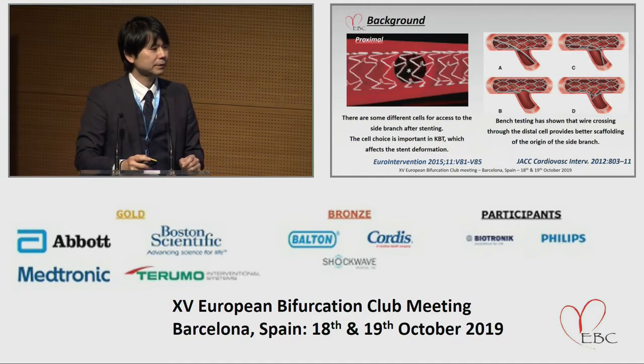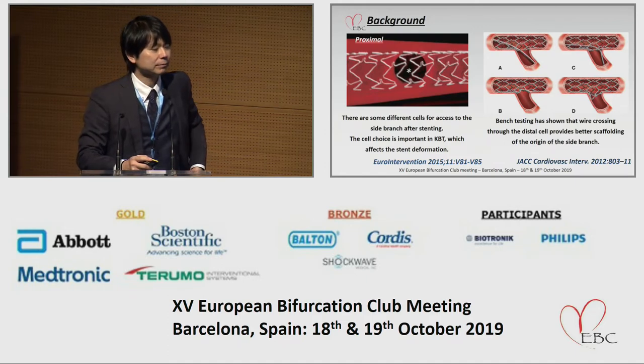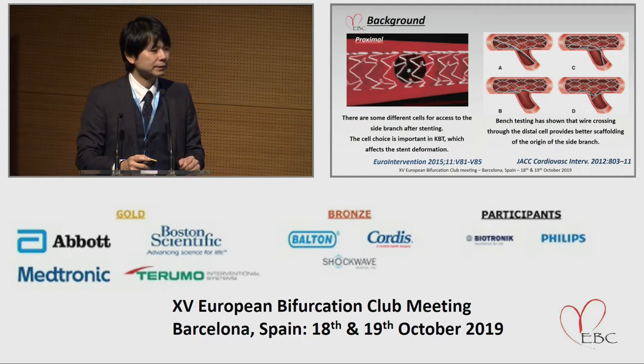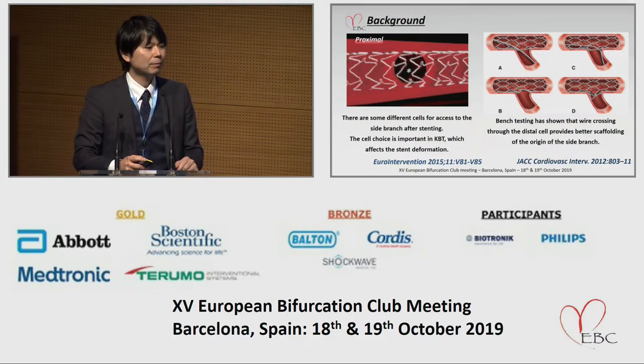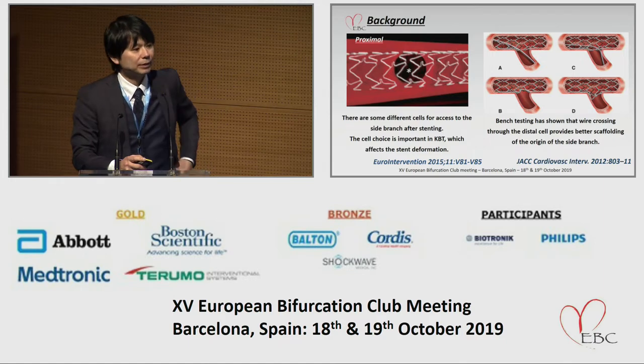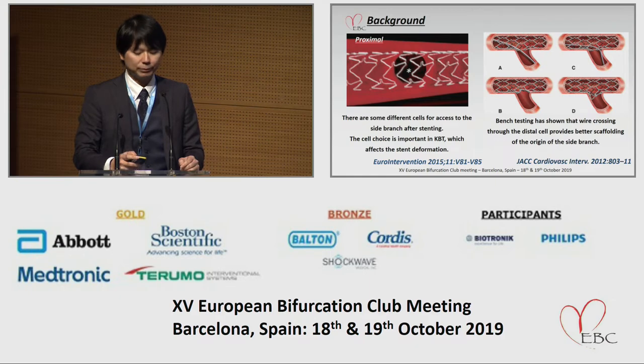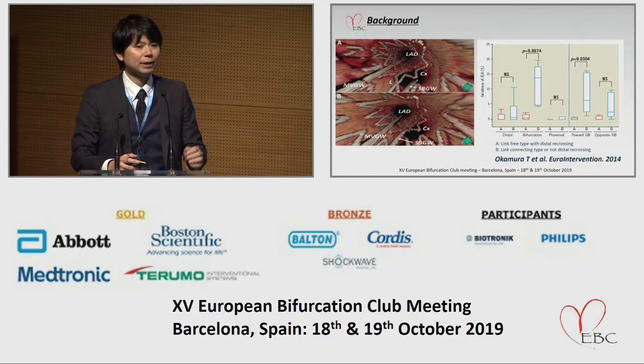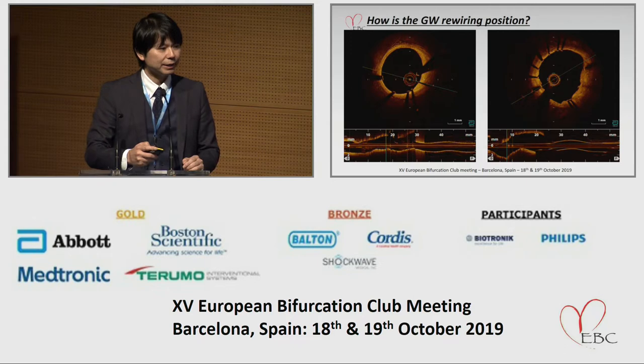There are different cells after crossover standing over the side branch orifice. The cell choice in the rewiring is very important. As you know, distal rewiring provides better scaffolding of the side branch orifice. So it's very important to understand the guide wire rewiring position correctly. Dr. Okamura reported that the 3D OCT is very useful for that purpose. I saw an example case.